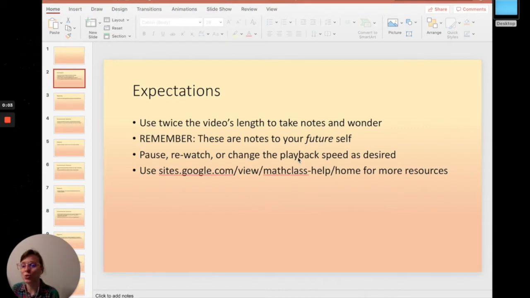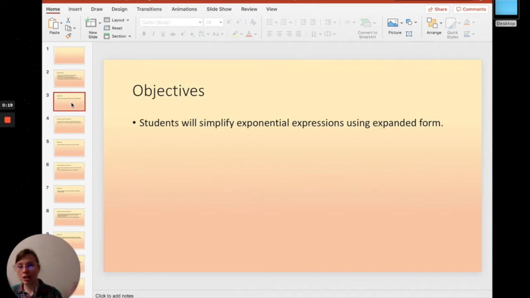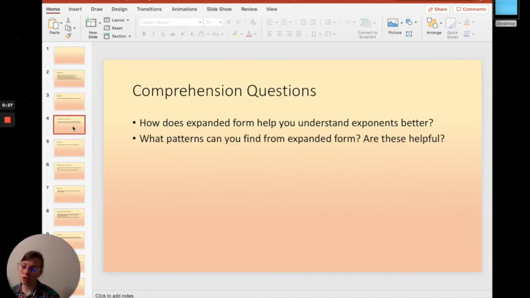Remember, we're going to use twice today's length video to take notes and wonder, though it may not take us twice as much just because we're going to do straight practice of our exponents. And make sure you have done your exponents booklet from the previous video. Our objective has changed a little bit. We're going to simplify exponential expressions now using expanded form and not simply write expressions in expanded form. But our comprehension questions are very similar. They're the exact same ones. So how does expanded form help you understand exponents better, and what patterns can you find?